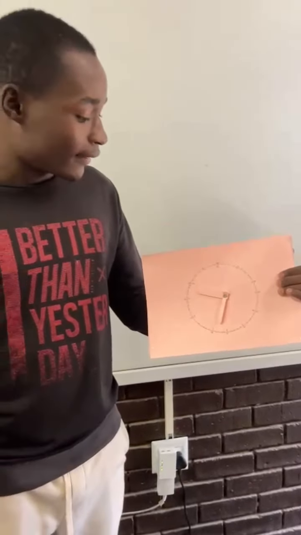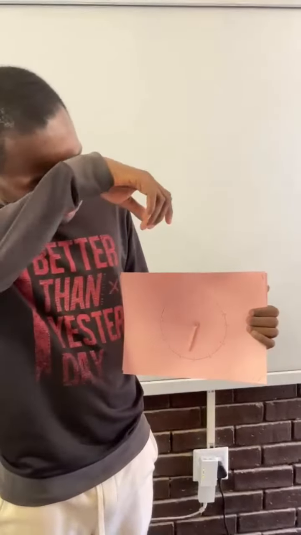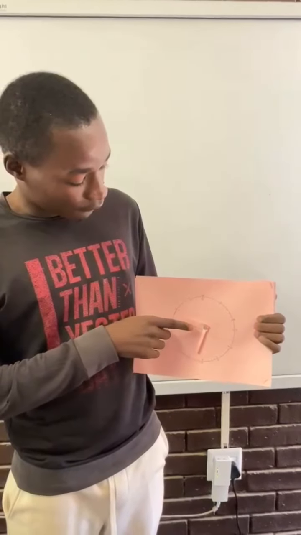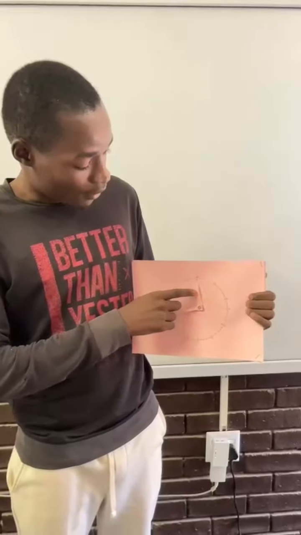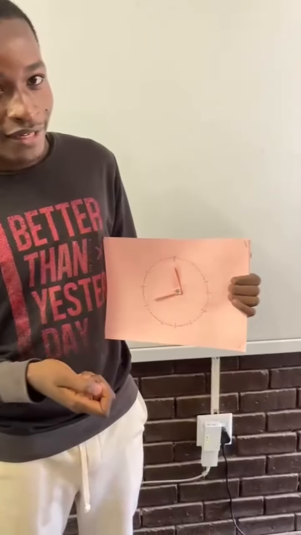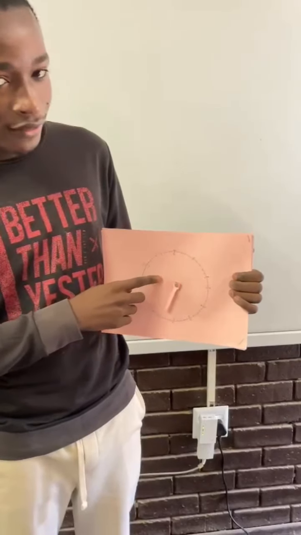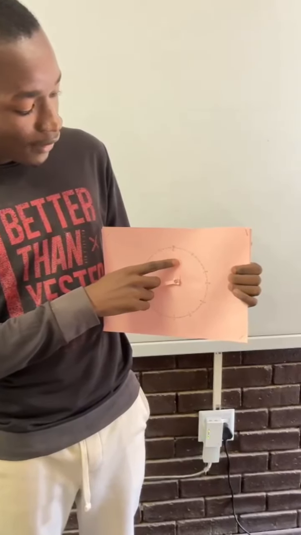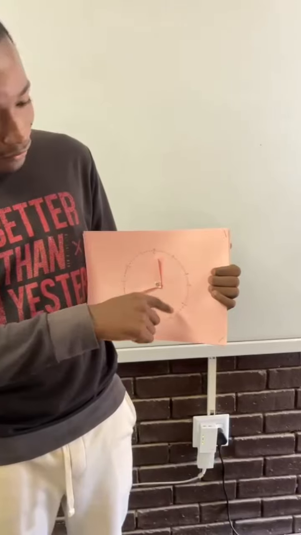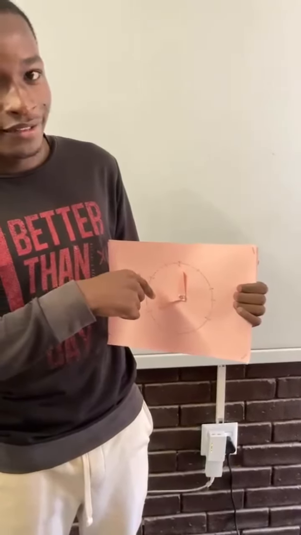So here is how it works. The analog clock moves clockwise. It doesn't move anti-clockwise. It starts from 12 to 1 clockwise. It doesn't move backwards or anti-clockwise.